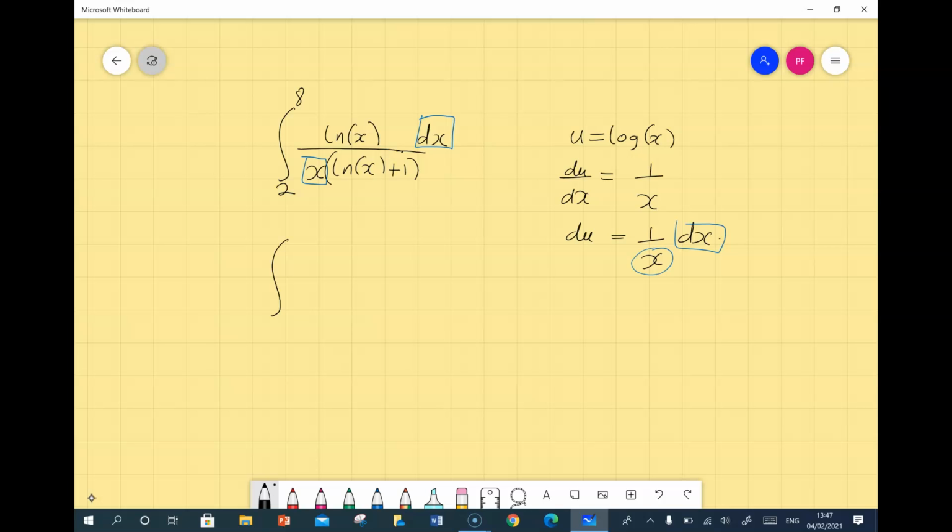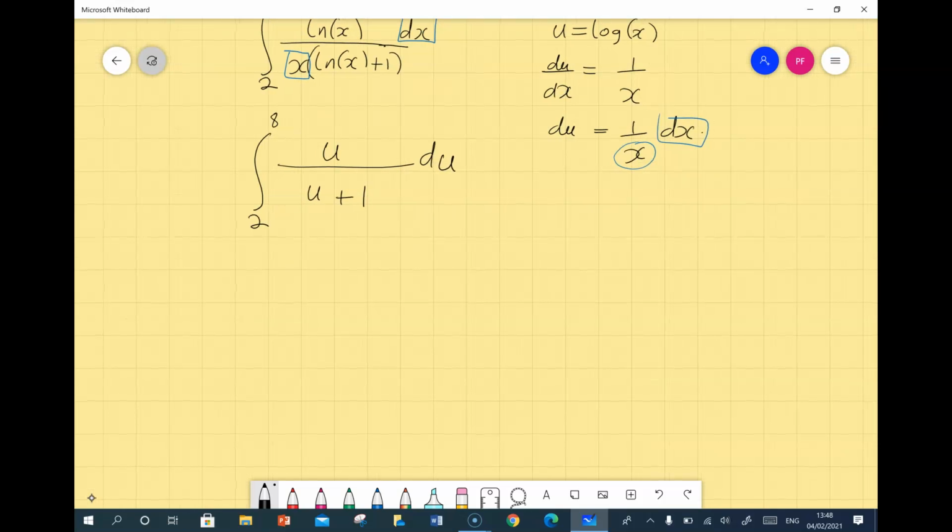So I've got 8, 2. Now on top, I've got u, which is the natural log of x, over natural log of x, which is u plus 1, and I've gotten rid of the two things I've highlighted in blue, and I can just call those du. Okay. The next step here with this is quite tricky. u over u plus 1, there's no easy integral.